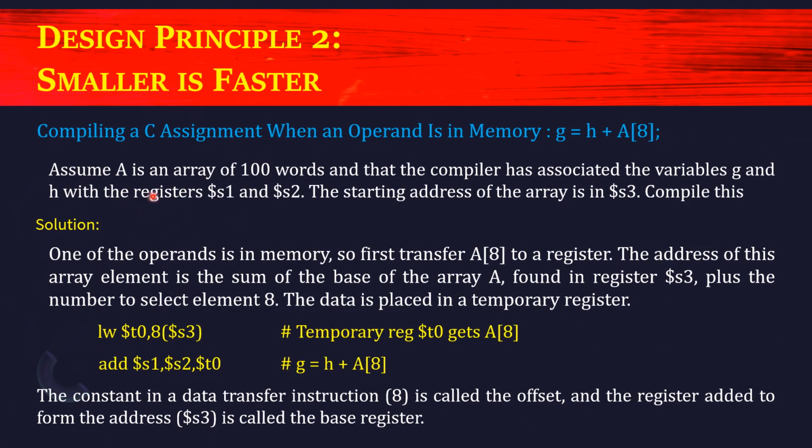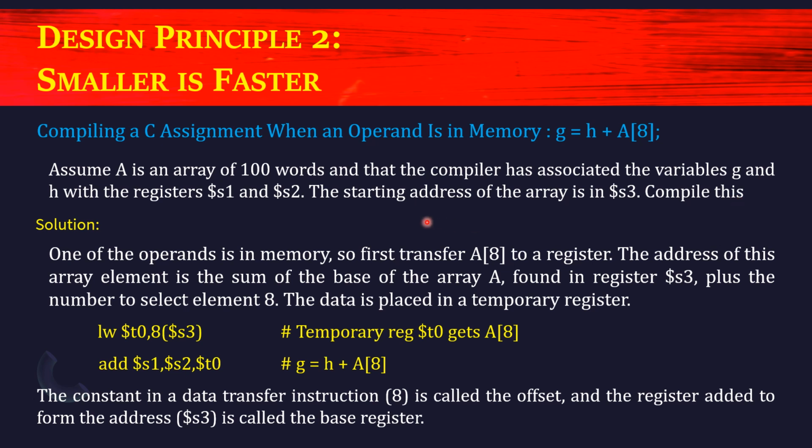Now let's look into the MIPS code which makes use of the memory operand also. We are given a C statement, g = h + A[8]. Assume A is an array of 100 words and the compiler has associated the variables g and h with the registers $s1 and $s2. The starting address of the array A is in $s3. So compile this into MIPS code.